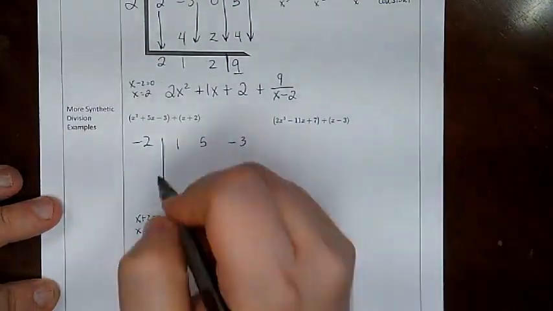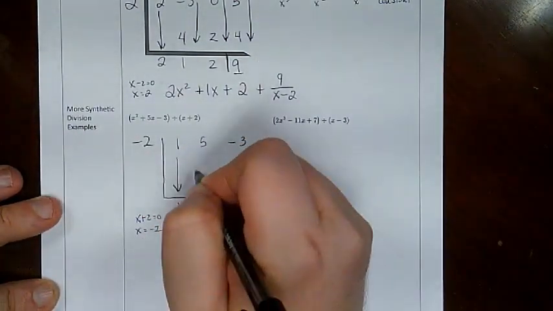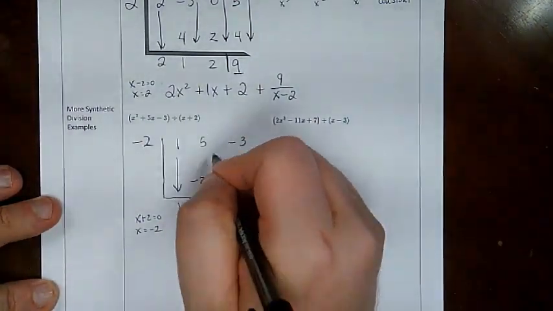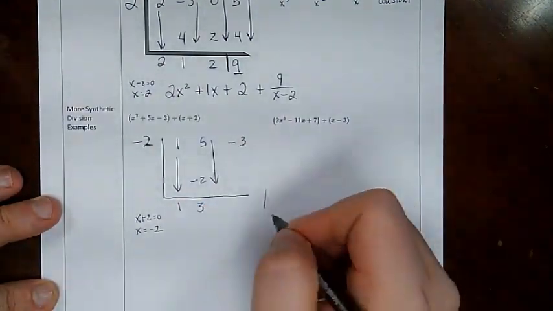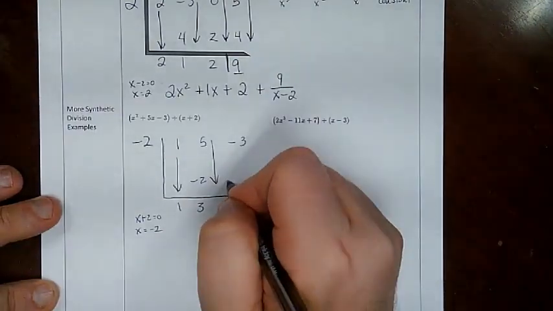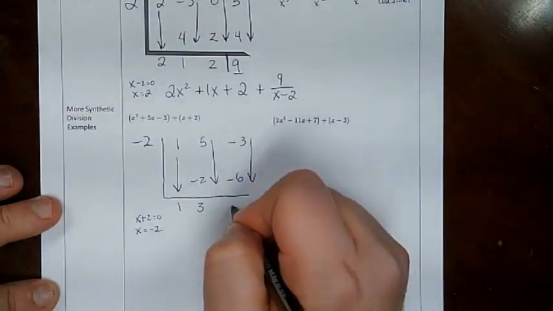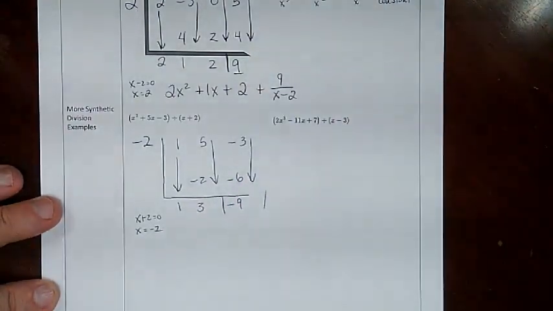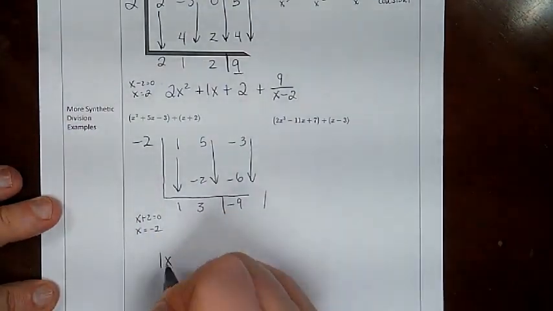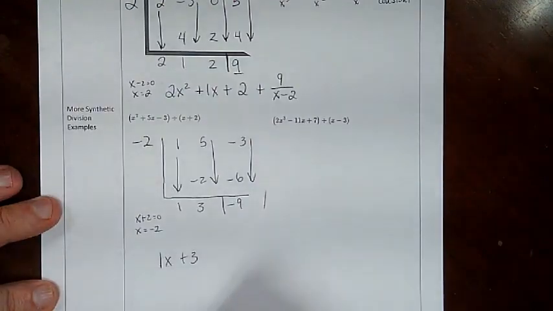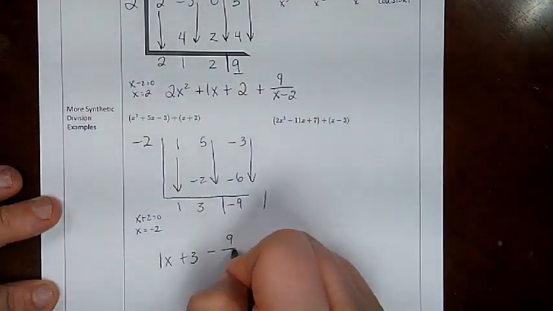Bring down the 1. 1 times negative 2 is negative 2. 5 plus negative 2 is 3. 3 times negative 2 is negative 6. Add down gives me negative 9. So this gives me 1x plus 3 minus 9 over x plus 2.